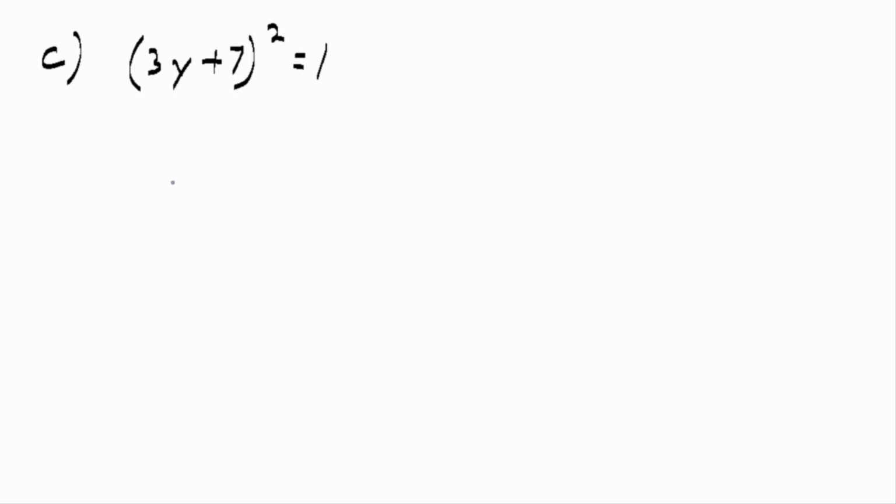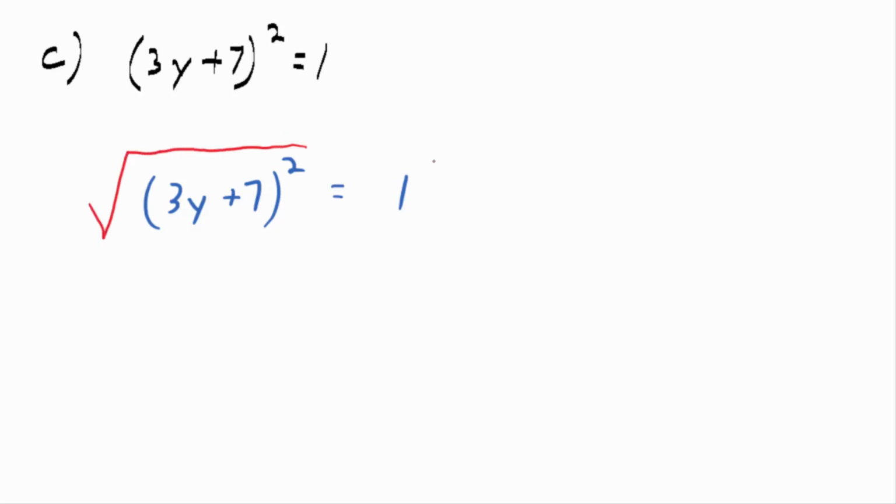So let me rewrite the equation. We have 3y plus 7, quantity squared equals 1. And so the 3y plus 7 is stuck inside those parentheses, right? Because you're squaring that quantity. One way to get rid of the parentheses in this case would be to get rid of that exponent of 2. So let's try taking the square root of both sides and see if something good happens.